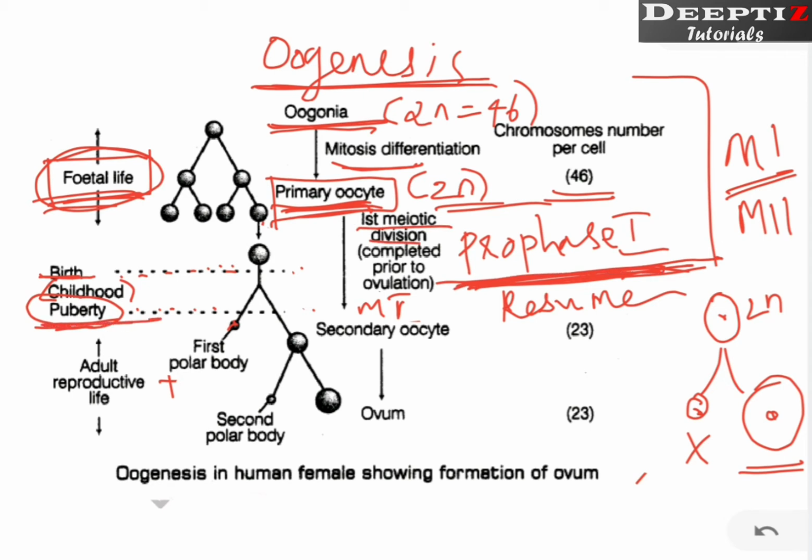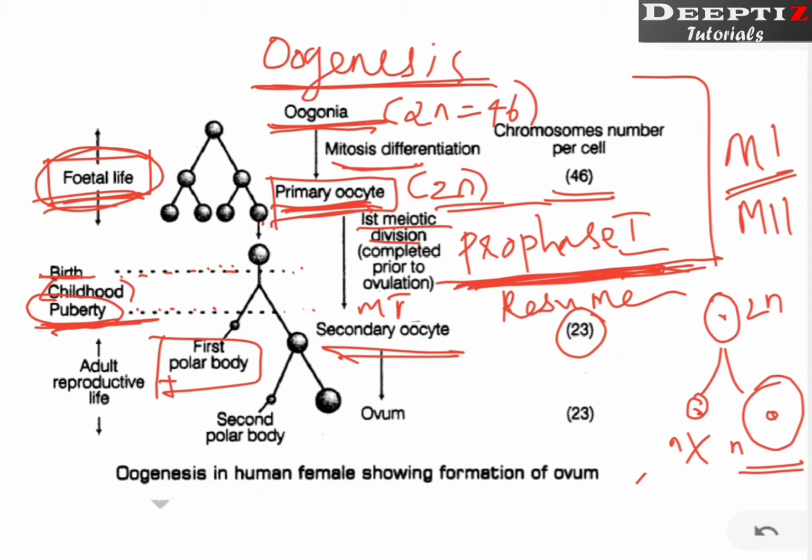Now at the time of puberty, what happens? This first phase of meiosis completes, and the primary oocyte divides into two cells: the first polar body and the secondary oocyte. The secondary oocyte is haploid in nature. Because it is a meiotic division, the two daughter cells will have half the number of chromosomes.